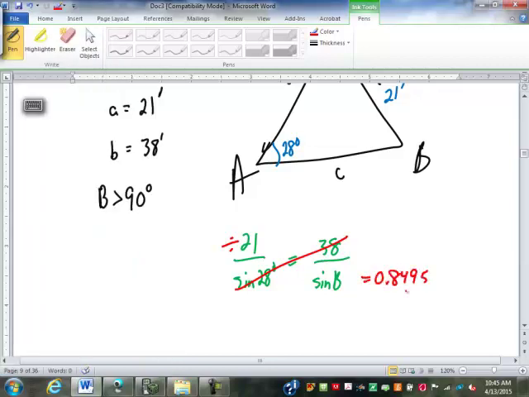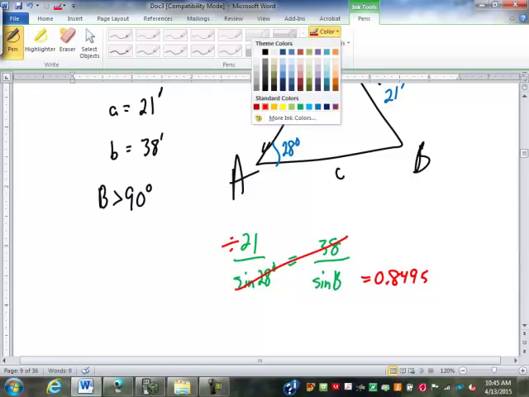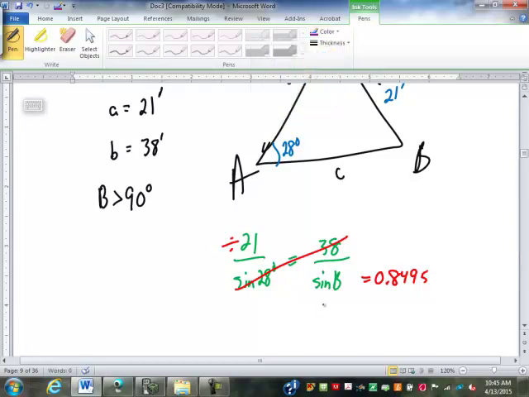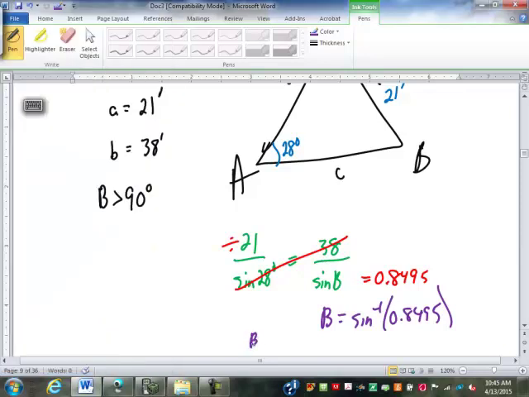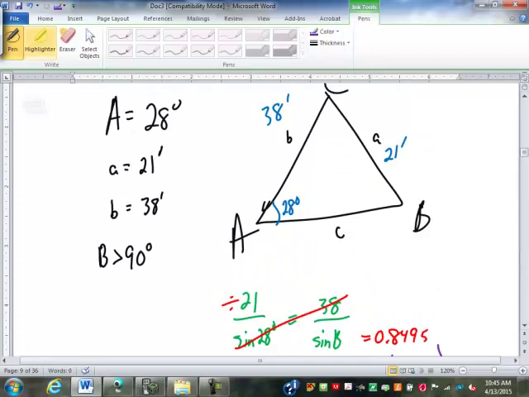So sine of b is 0.8495, and remember when we're looking for the angles, we have to do that extra step, which is the inverse sine. So on my calculator, I just do second sine, second answer, to get the angle. So 58.16 degrees. Is that my angle? Not necessarily. Remember, this triangle that I drew here was not given. I just drew it to fit the information in.